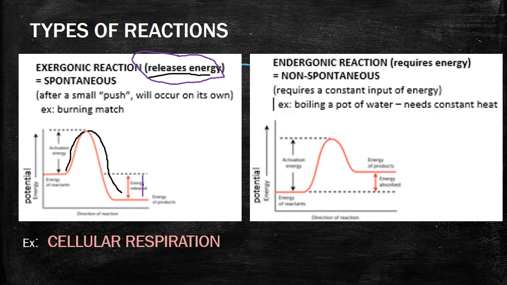An endergonic reaction is one that requires energy, and that's what we call non-spontaneous. This one requires an input of energy. And in fact, it requires a constant input of energy. So what that means is it's not spontaneous, it's not just going to happen.